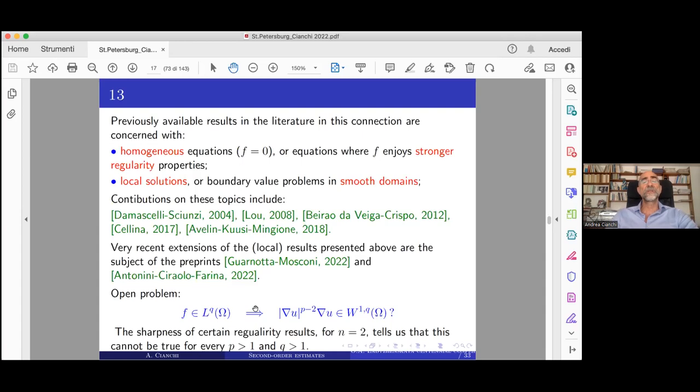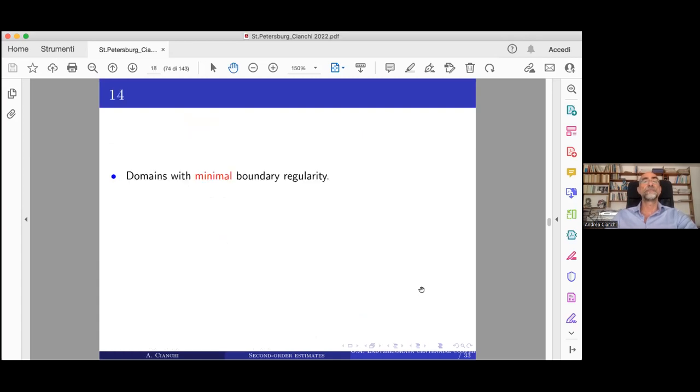It turns out that there must be some restriction on the values of p and q due to the sharpness of some C^{1,alpha} estimates in dimension two, which are known. Because if this result were true for any p and q, then this would imply better C^alpha regularity of the gradient than is possible. So some restriction is certainly needed in the nonlinear case.